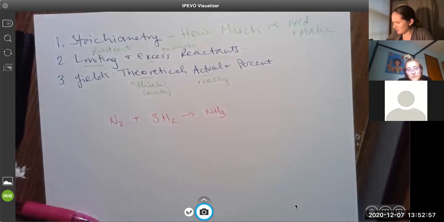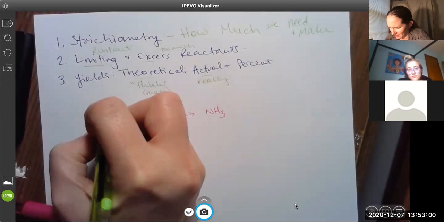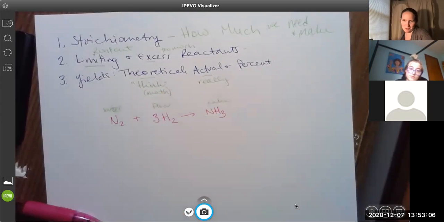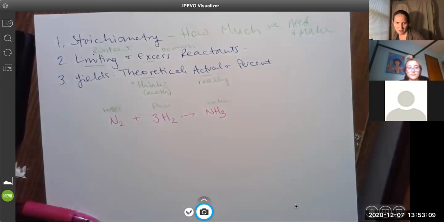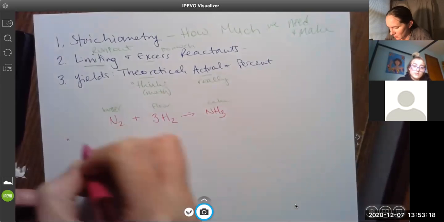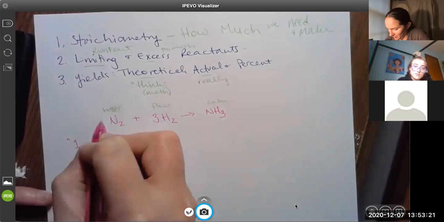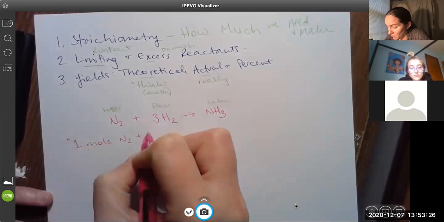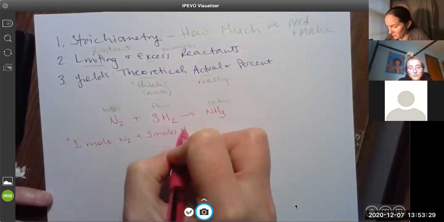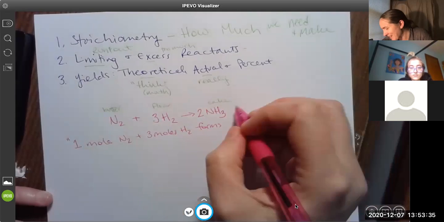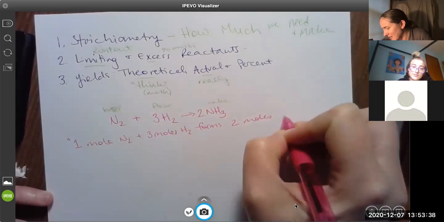And so this is your cake. You're going to start with butter and flour and make a cake. And those are just kind of metaphors for the chemicals. Some things about your reaction. If you were to read this reaction, you would say one, there's an implied one there, 1 mole of N2 plus 3 moles of H2 forms, oh, I forgot the coefficient. That'll help. 2 moles of NH3.